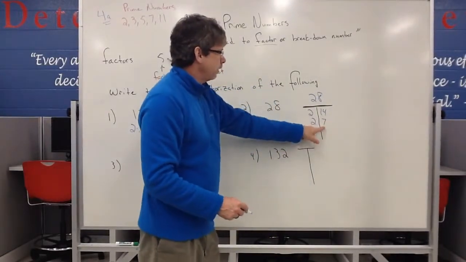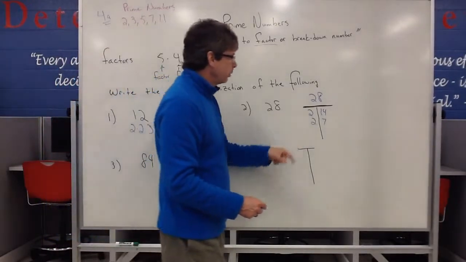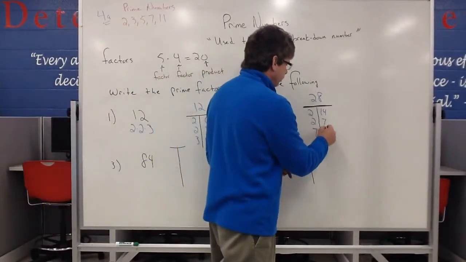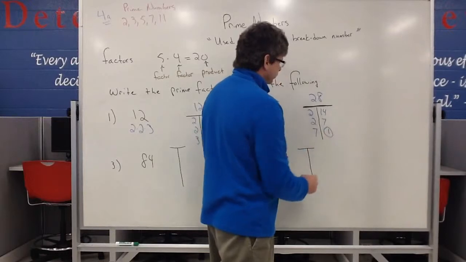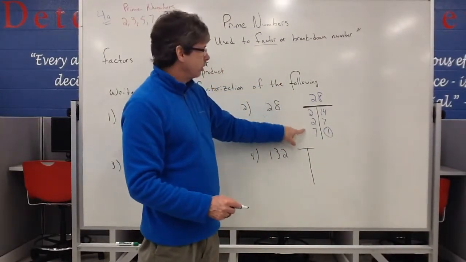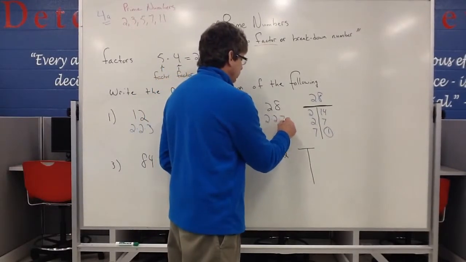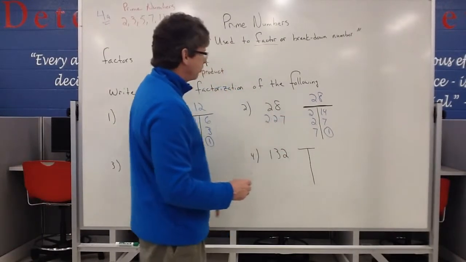Now we turn our attention to a 7, and notice that 7 is a prime number, so the only thing that's going to go into 7 is 7 itself. So 7 goes into 7 one time. So this over here represents my prime factorization of 28. So I can write that as 2 times 2 times 7, and that would be what we call the prime factorization of 28.